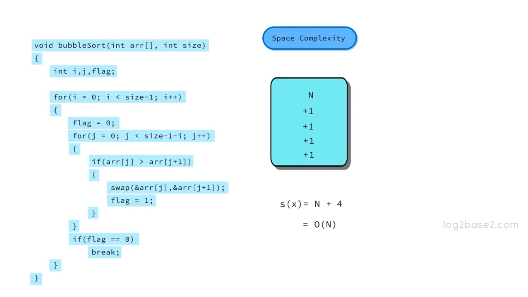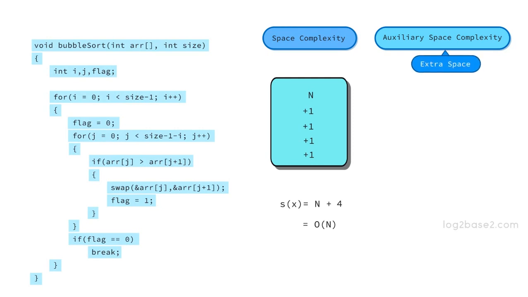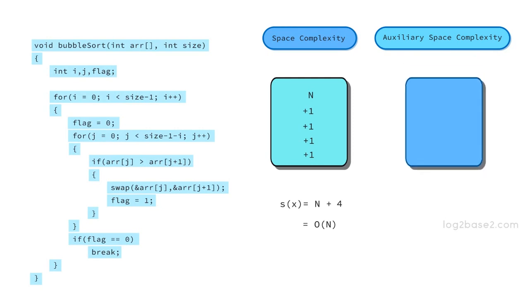Now let us discuss about the auxiliary space complexity. And as we learned, auxiliary space is the extra space or the temporary space used by an algorithm. Here, array ARR and size are given inputs. The extra memory used by the bubble sort algorithm is for i, j and flag. So 1 unit of space for i, 1 for j and 1 for flag. So total space equal to 3 units. So that was the auxiliary space used by this algorithm.